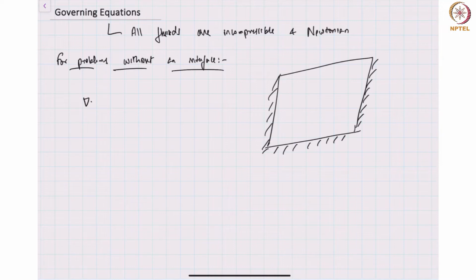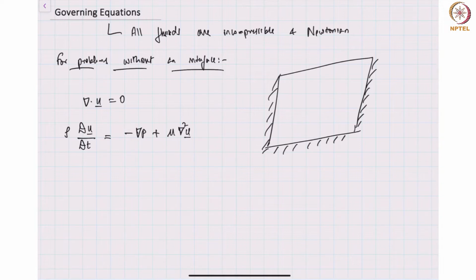So let's start by writing down the continuity equation. That's the mass balance equation, and the momentum balance equation would be density times the total derivative or the substantial derivative, the pressure gradient term, plus the viscous term.